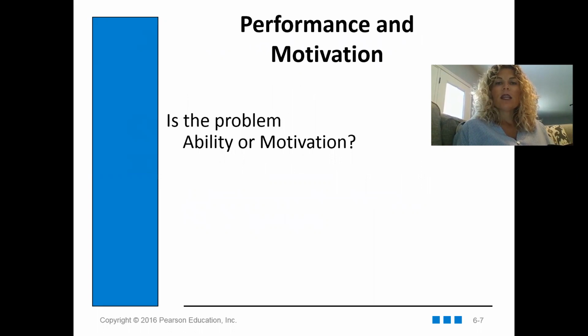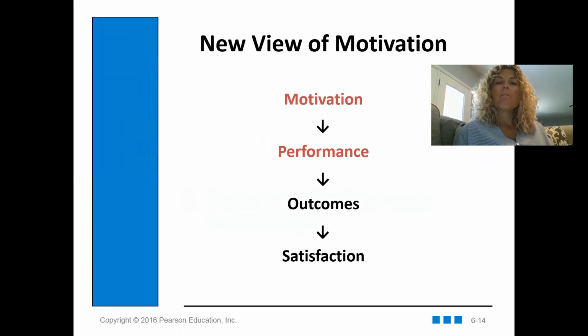All right, so again, we've identified a motivation problem, and so here's the model that we want to use. The idea with this model, there are 3 phases, right? So as we go through the lecture, I'll highlight what phase we're in. We're going to start with the first phase, motivation to performance, and then we'll move into the performance to outcomes phase, and the last phase is outcomes to satisfaction.